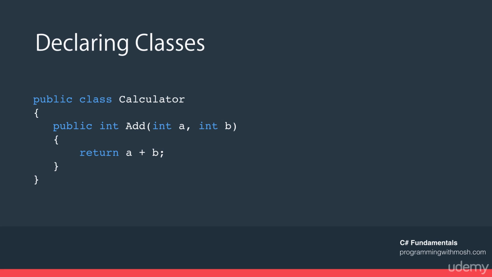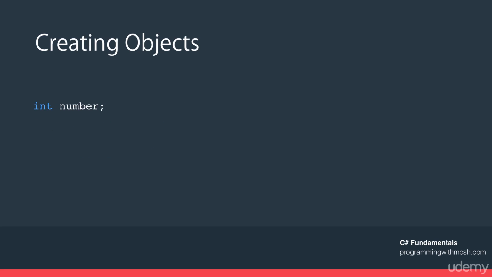Now that we have a class, let's see how we can create an object. So earlier, you learned that to declare a variable, you start with a type and then an identifier. Creating objects or instances of classes is pretty similar. We start with a type and an identifier, but there is one more step. We need to allocate memory for that object. And that's when we use the new operator. So in C#, classes are treated differently than primitive types. So you need to explicitly allocate memory for them.